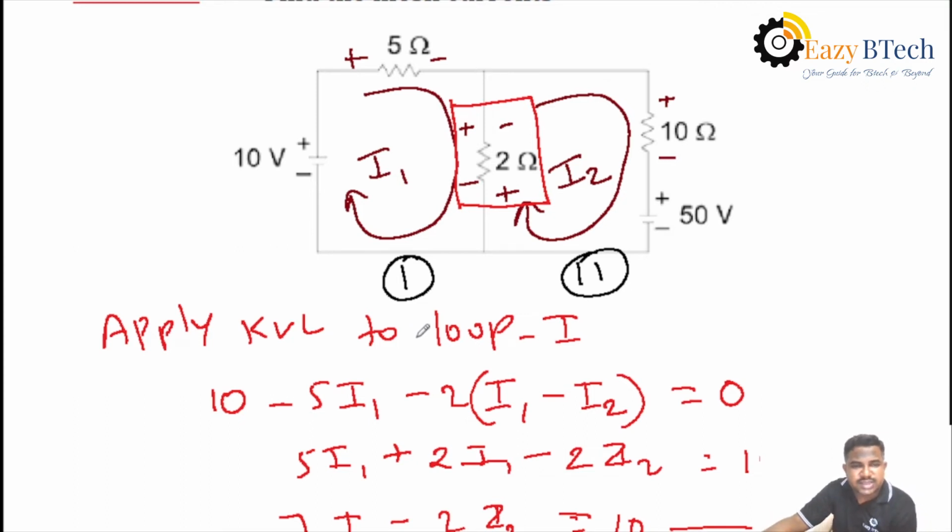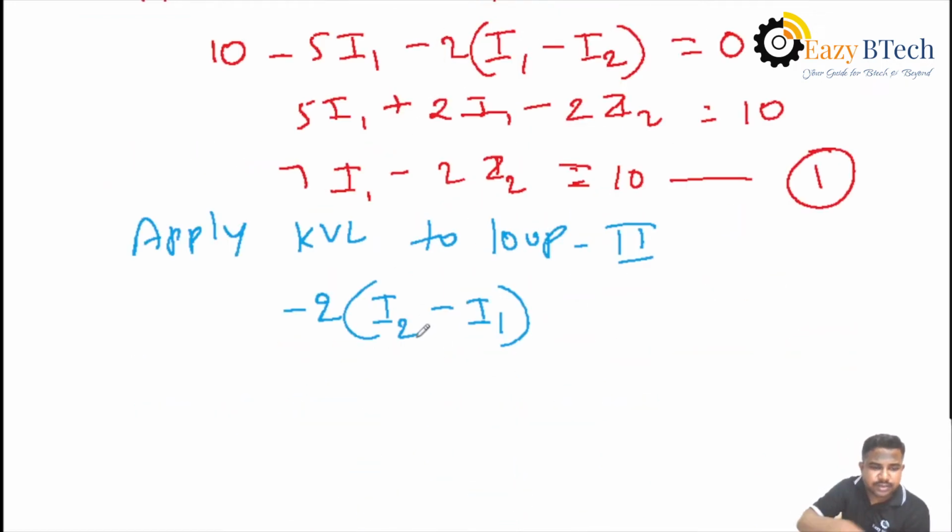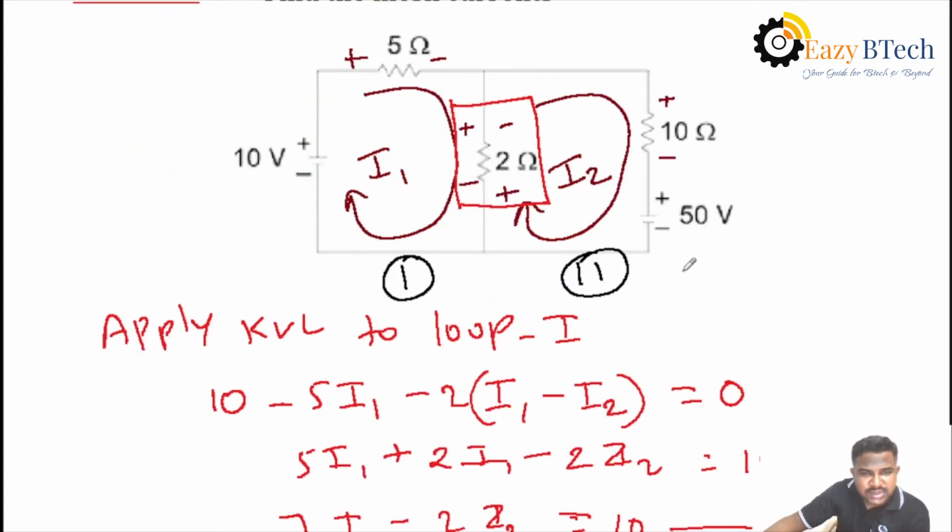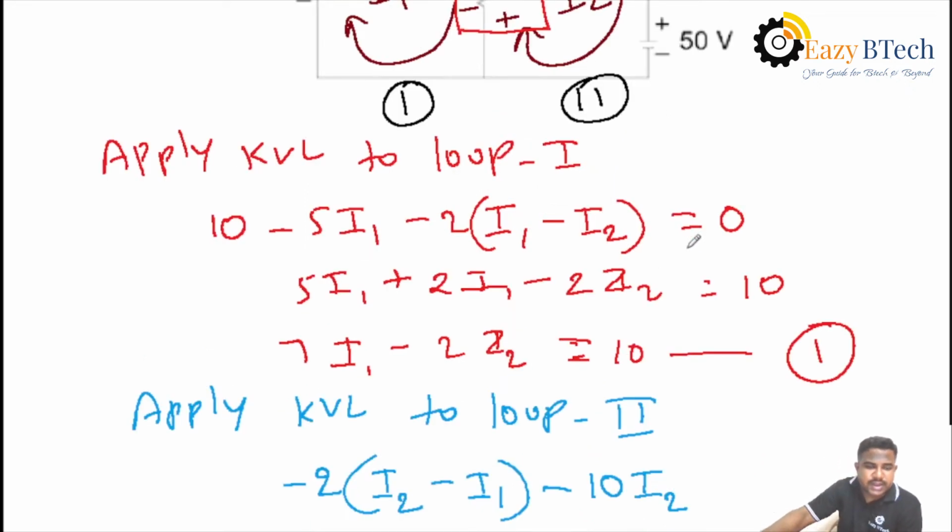That's why it is taken as negative. And also the other element is 10. Then the drop through 10, only I2 is passing. That's why minus 10 into I2. And here the second loop consists of the other source voltage value, that is 50. And also the direction is from plus to minus. That's why the voltage source value is taken as minus 50. Then equal to 0. The sum of voltage values in the corresponding loop is 0.